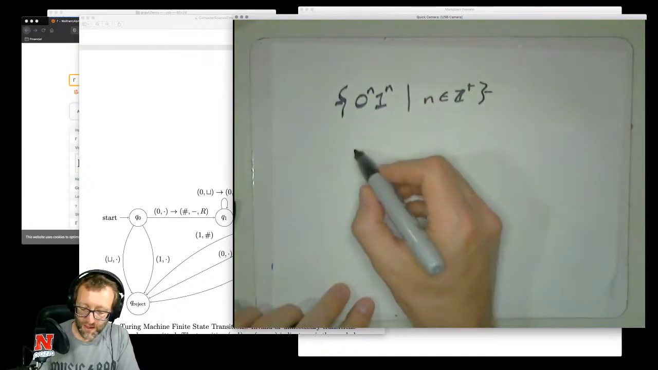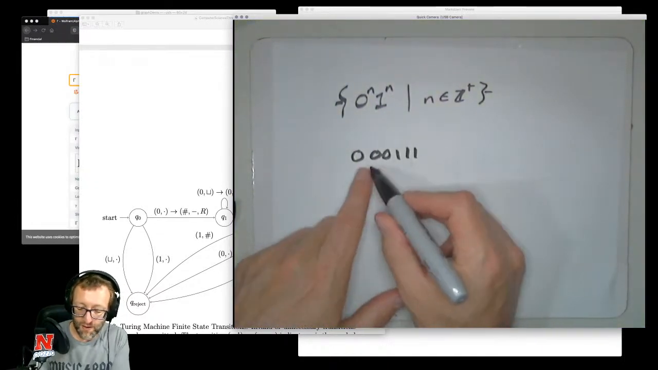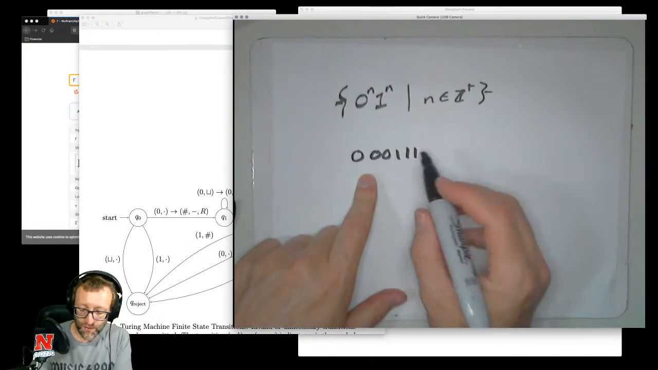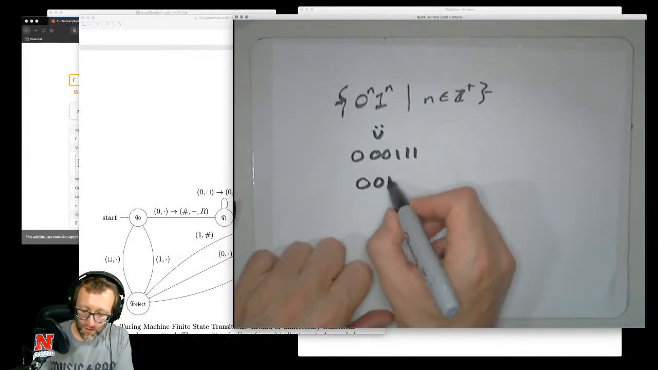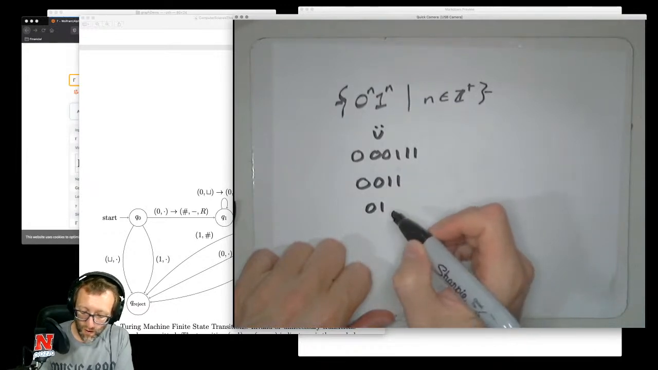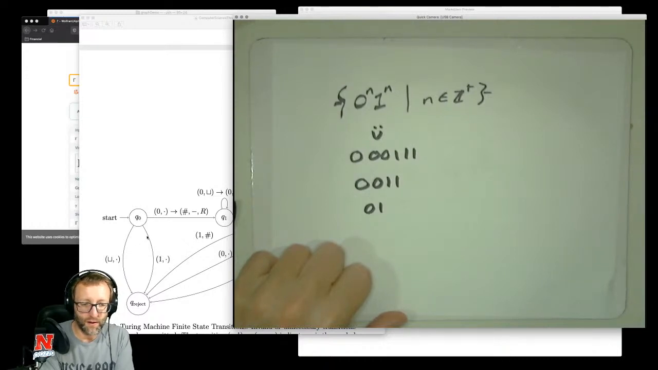So in other words, it would accept 0, 0, 0, 1, 1, 1 because there are an equal number of 1s as there are zeros. It would reject these, okay, 0, 0, 1, 1 or 0, 1, right? And I'm not sure, does it accept the empty string? It does not look like it does. Oh, wait, that's just a small detail.